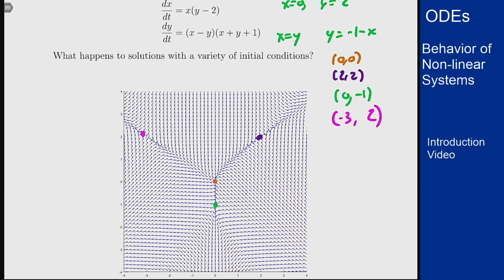Now, based on these arrows, you could also do the linearization analysis if you wanted. It looks to me like the purple point here is a saddle.